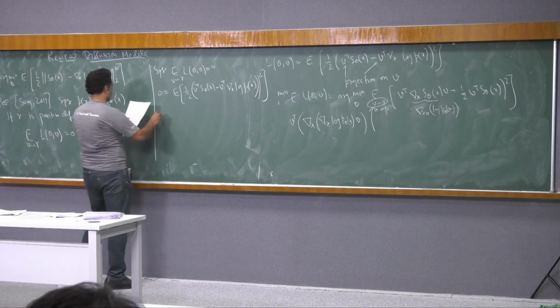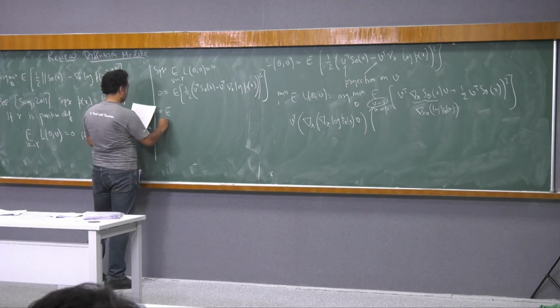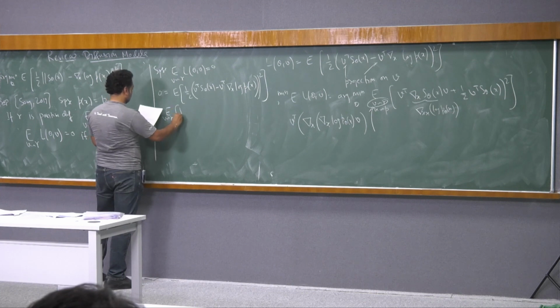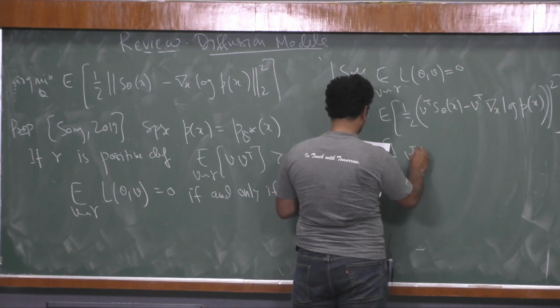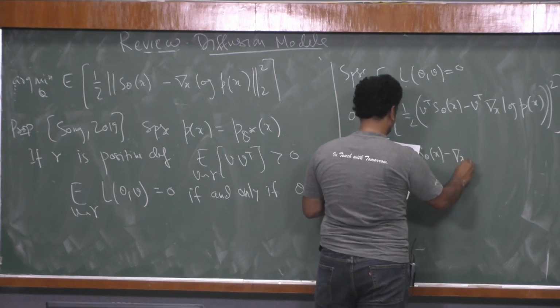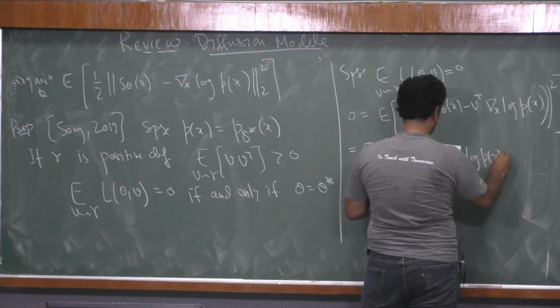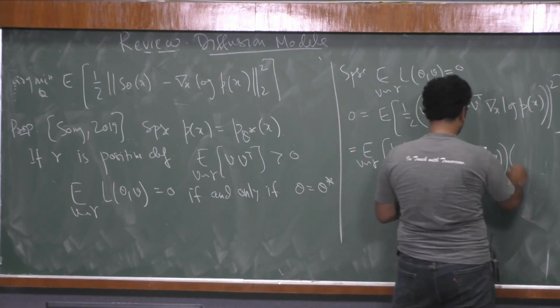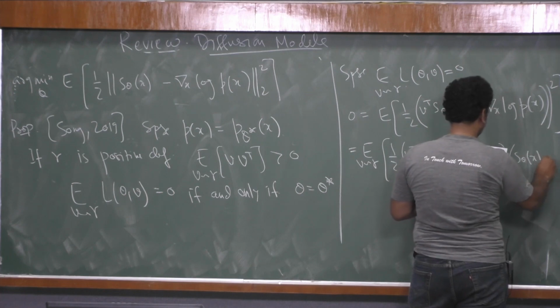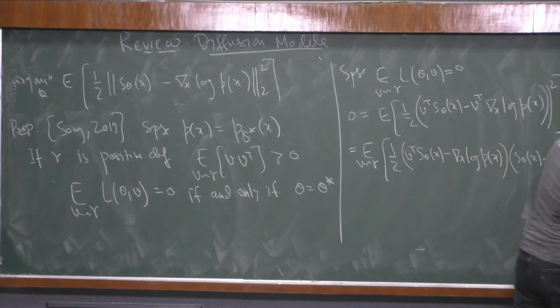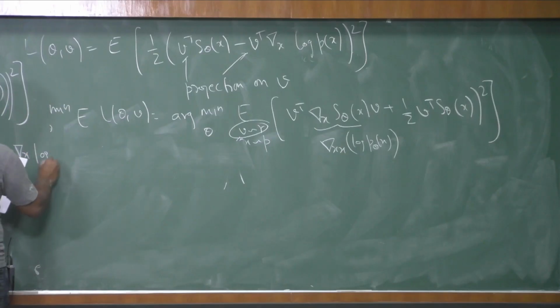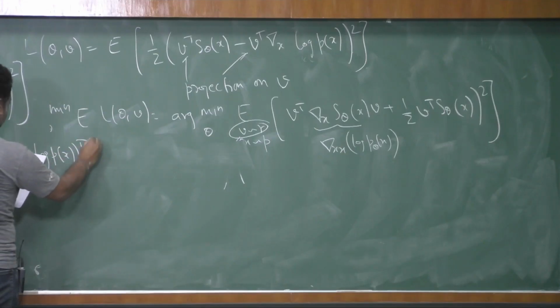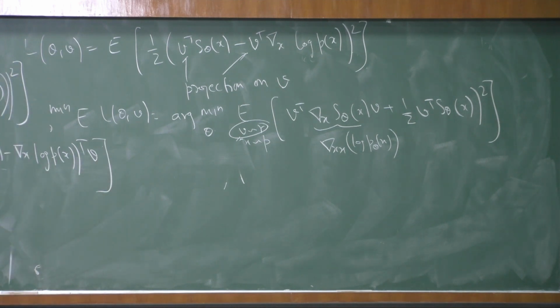Then this is equal to one half times the expectation of v taken from R, and we can rewrite this as v transpose (s_theta(x) minus grad_x log p(x)), and then (s_theta(x) minus grad_x log p(x)) transpose v. So this square we can write it like this.